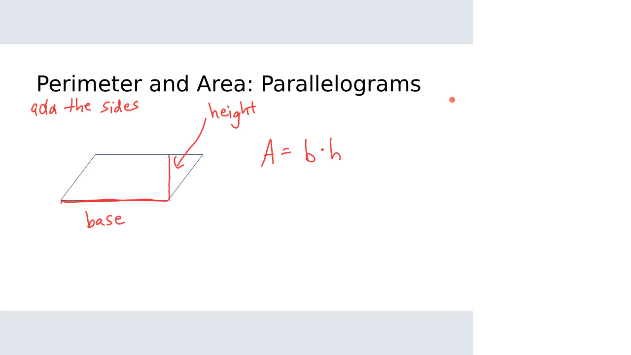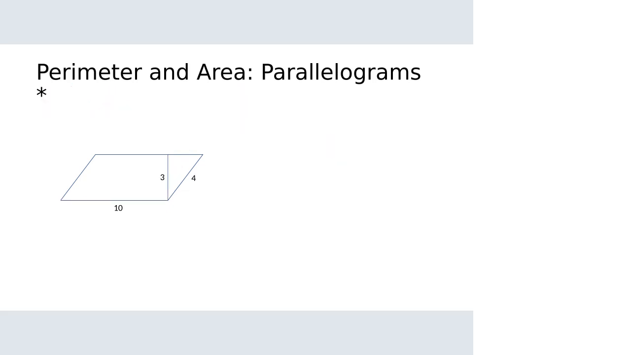The perimeter is add up all four sides. The area is going to be the base multiplied by the height, and please keep in mind that the height is not one of the four sides. Any questions about that before I have you try one? All right, here goes. There's a parallelogram. Find the perimeter and area. I'm going to set up a poll for this one.